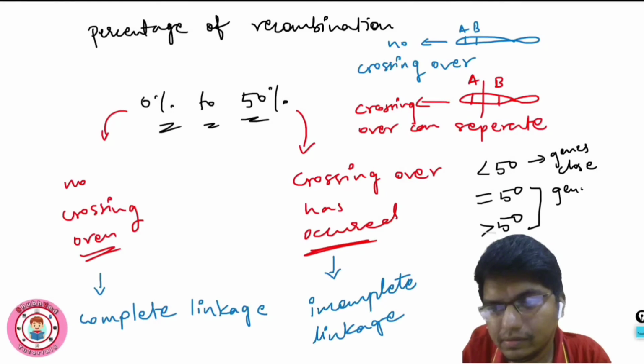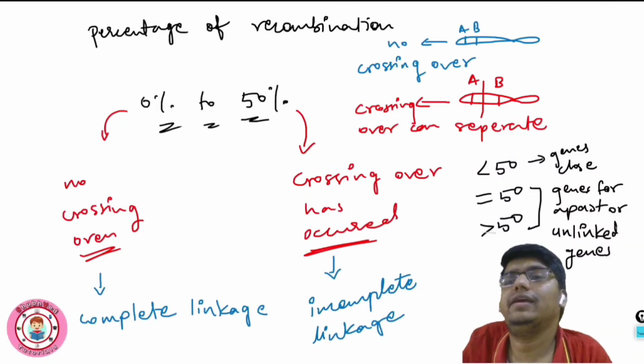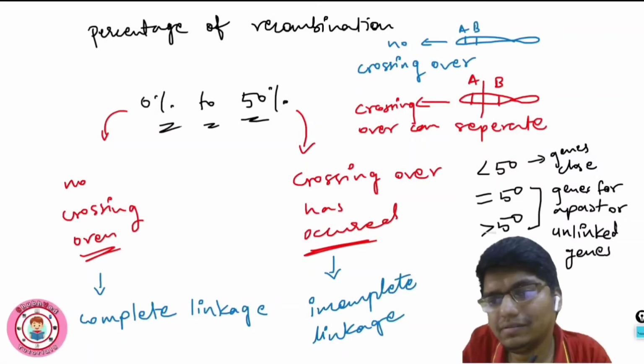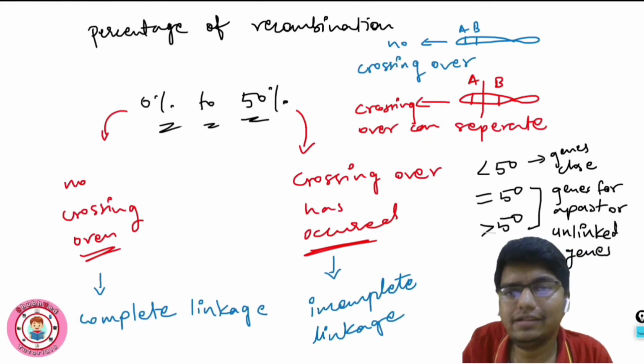In this, we can see genes are far apart, or we can say unlinked genes, means genes on two different chromosomes. If they are linked, then they will be far apart, and if they are unlinked, then they will be greater than 50. So that's it. These are the types of linkage. Linkage means inheritance, how linked genes will be inherited.